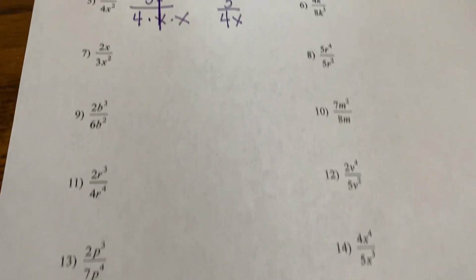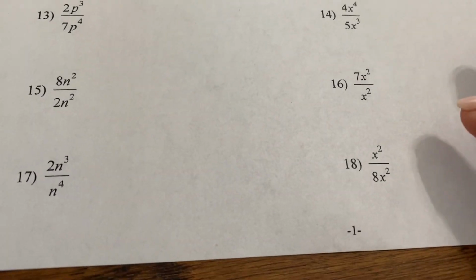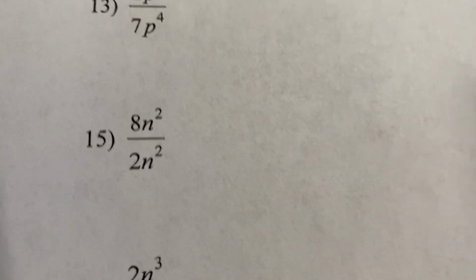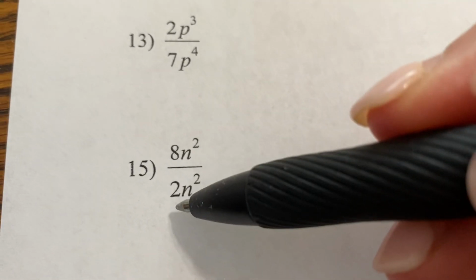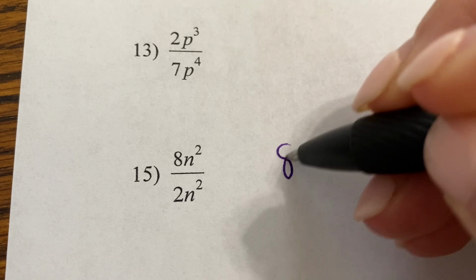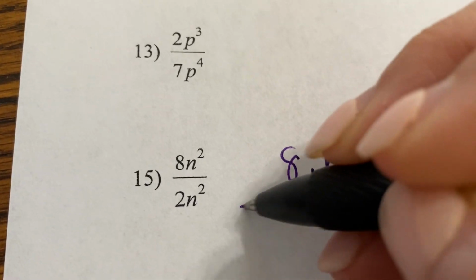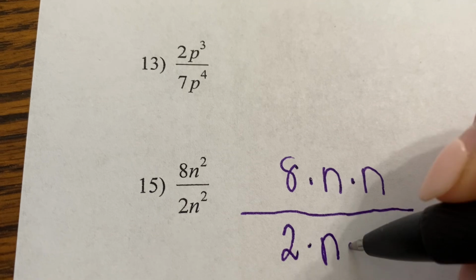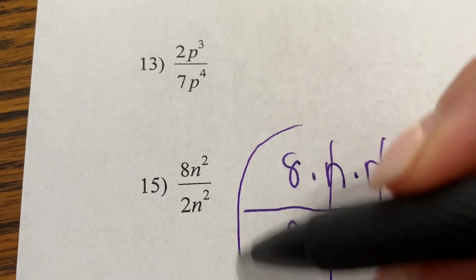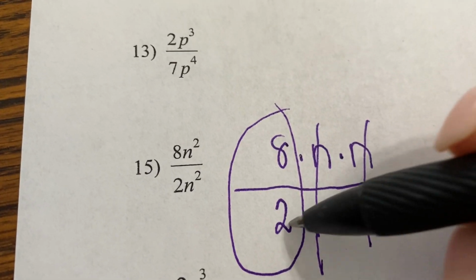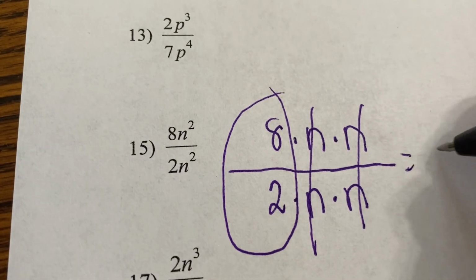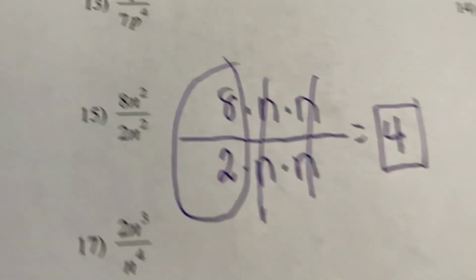Let's see here. If I come down, let me see if there's any hard ones I can tackle. Let's tackle this one right here. What is 8 divided by 2? Well, let's get there. That's going to be 8 times n times n, correct? And that's going to be 2 times n times n. What happens here? These two n's turn to 1. And then what is 8 divided by 4? I'm sorry, I gave you the answer. What is 8 divided by 2? 4. That's it. That's your answer.